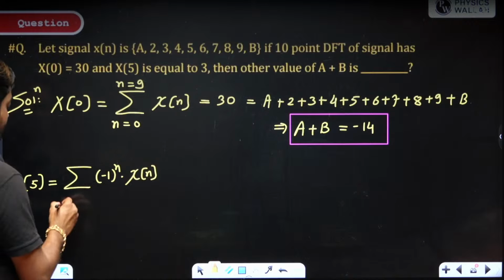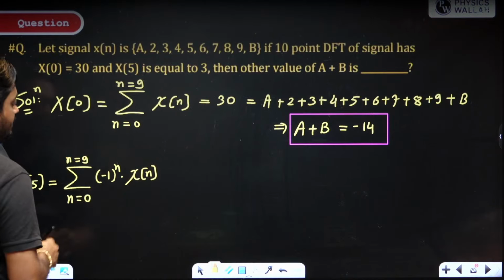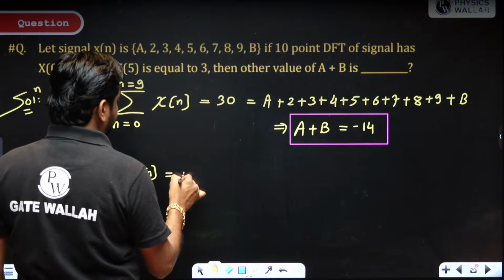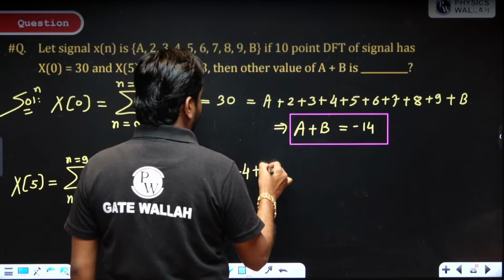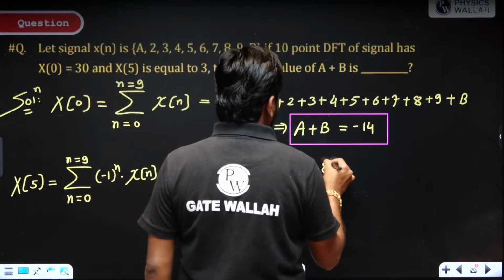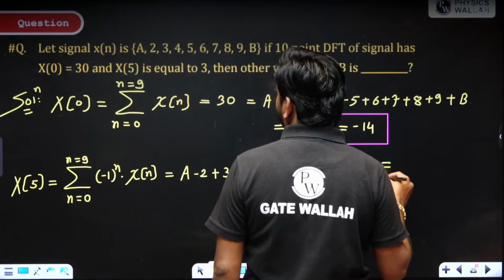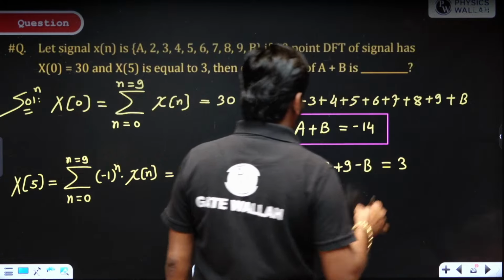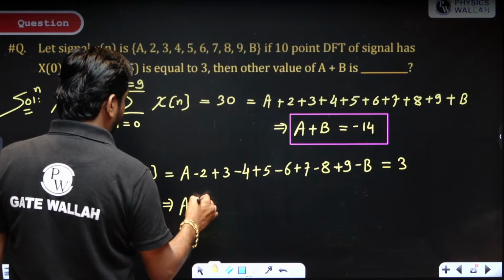Where here n is from 0 to 9. So alternate sum and subtraction, that is a minus 2 plus 3 minus 4 plus 5 minus 6 plus 7 minus 8 plus 9 minus b, guys, and this is given. This is equal to 3, guys. So from here you will get a minus b. So from this, tell me the value of a minus b.